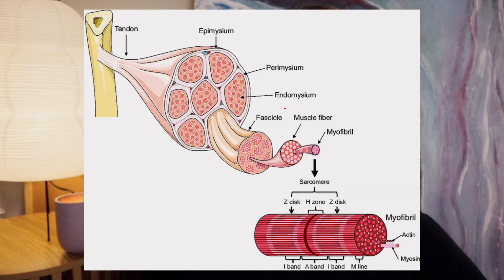The whole muscle contains fascicles. Fascicles contain muscle fibers. Muscle fibers contain myofibrils. Myofibrils contain sarcomeres. Sarcomeres contain actin and myosin. And once you understand that hierarchy, the anatomy starts becoming much easier to visualize and much easier to remember.